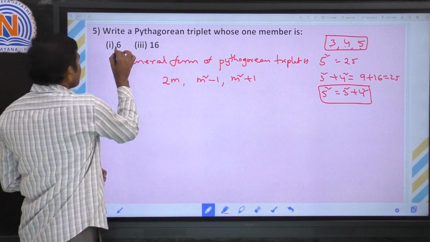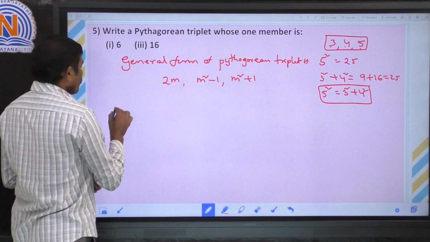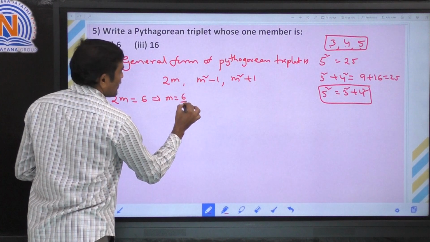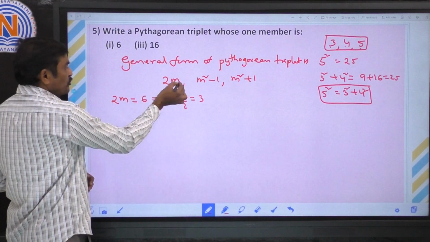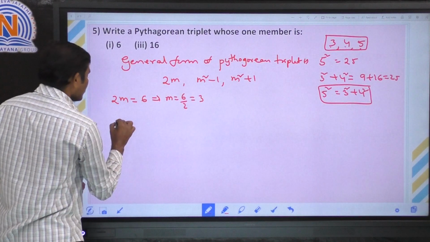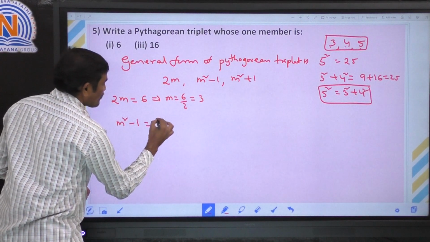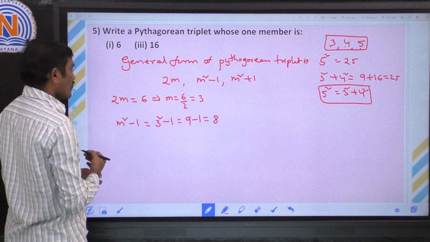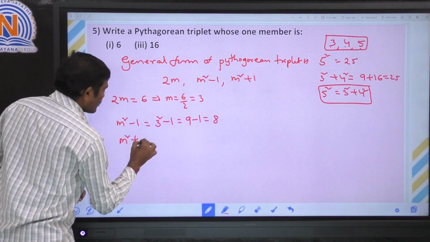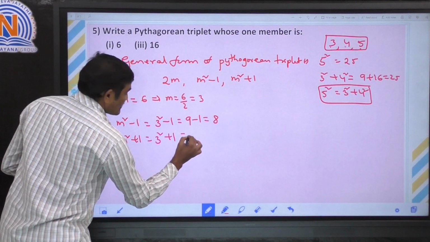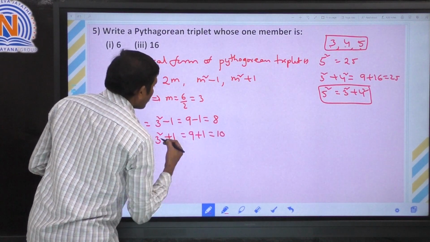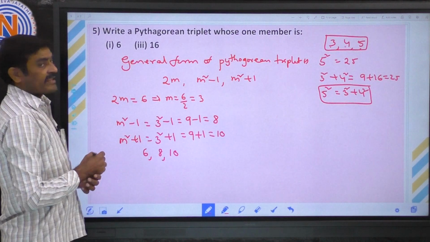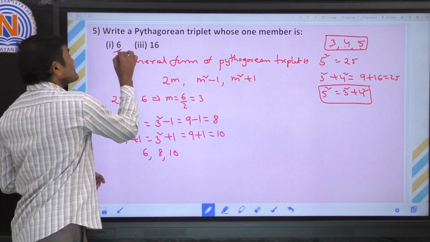Now here 6 is given. Let us take the 2m. 2m is equal to 6, that implies m is equal to 6 by 2, so that is equal to 3. So when 2m is equal to 6, then m is equal to 3. Then what is m square minus 1? 3 square minus 1 means 9 minus 1 is equal to 8. Next, m square plus 1 is equal to 3 square plus 1 is equal to 9 plus 1 is equal to 10. So 6, 8, 10 are the Pythagorean triplet whose one of the members is 6.